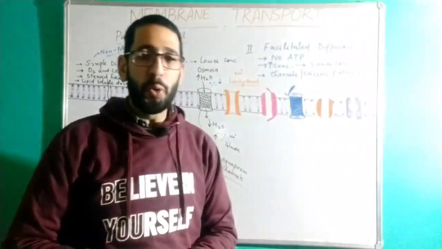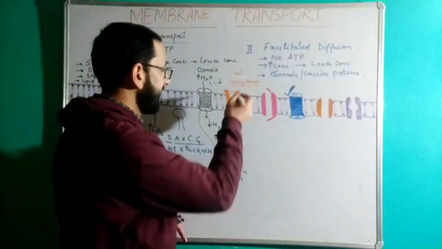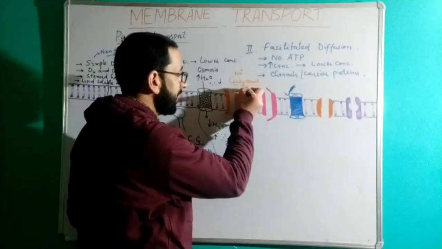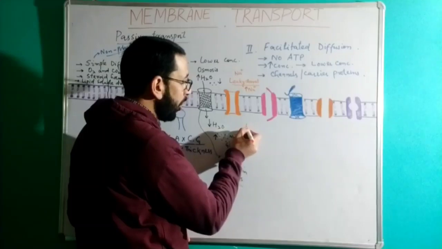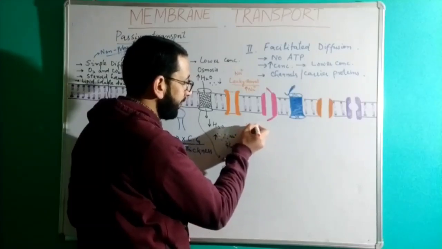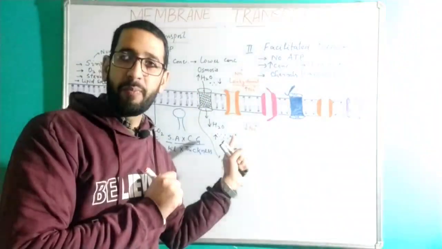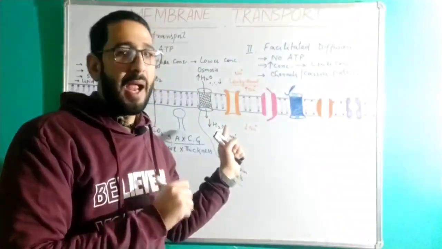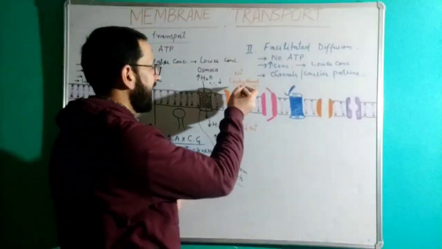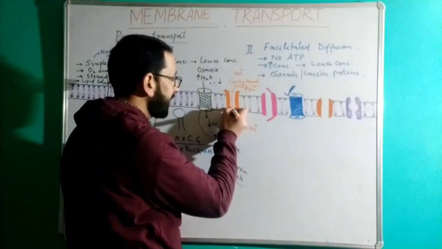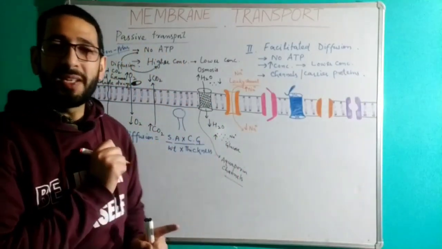Now we all know that sodium is in higher concentration outside the cell and in lower concentration inside the cell. We have more sodium outside the cell and less sodium inside the cell, and there is a leaky channel for this sodium. Definitely it is going to be transporting sodium from higher concentration towards lower concentration. Right? So it is going to be a leaky channel.